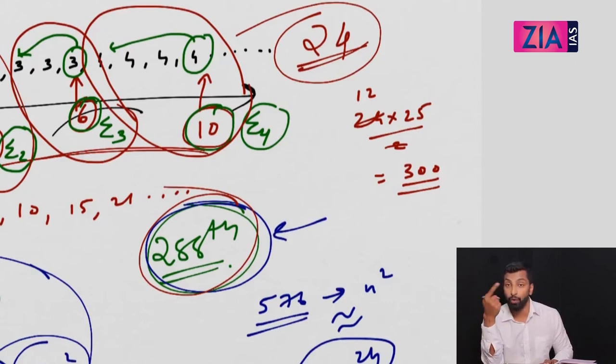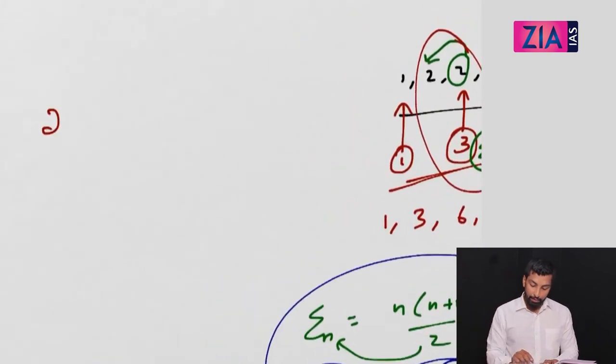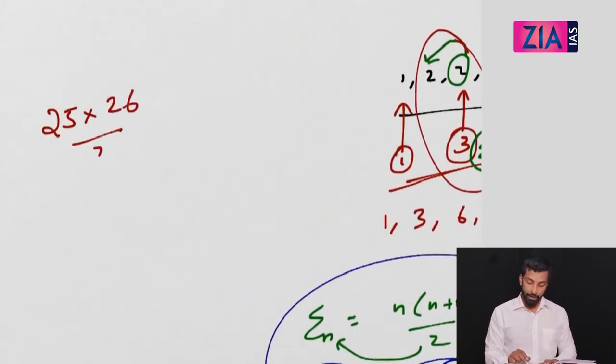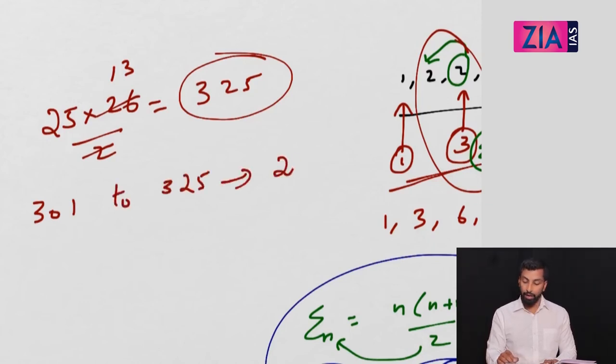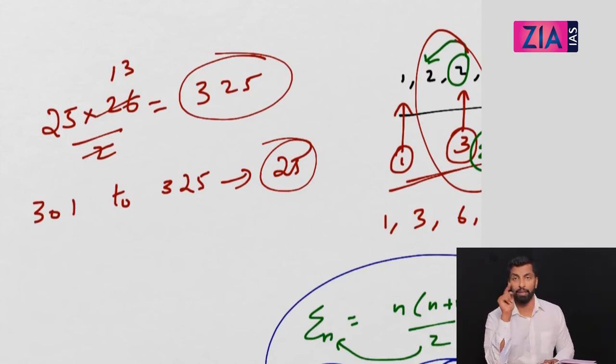If I ask you the 301st term, that will be 25. Why? So what is the condition? Let's take sigma 25. Sigma 25 is 25 into 26 divided by 2. This is getting cancelled out and you get 325. What does this mean? Sigma 25 is 325. So the 325th term will be 25, previous 25 will be 25. That means 301 to 325 will be 25. I can ask you any from this: 301, 302, 303, 312, 313, 314, 324, 325 will be 25.